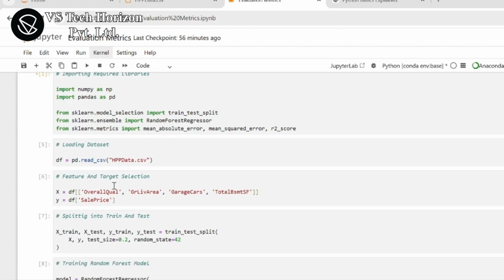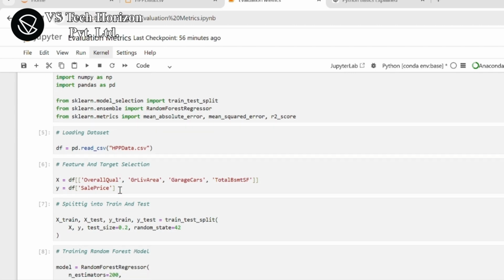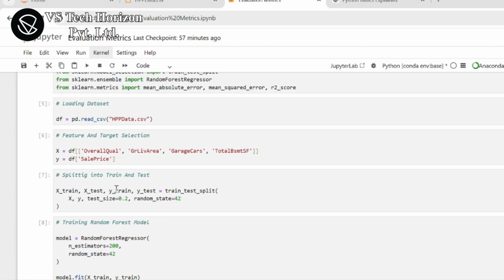After that, we have done the selection of features and targets, where we have selected the important numerical features like overall quality, living area, garage capacity, and basement area. And our target variable is sale price. Then we have split the dataset into 80% training data and 20% testing data.